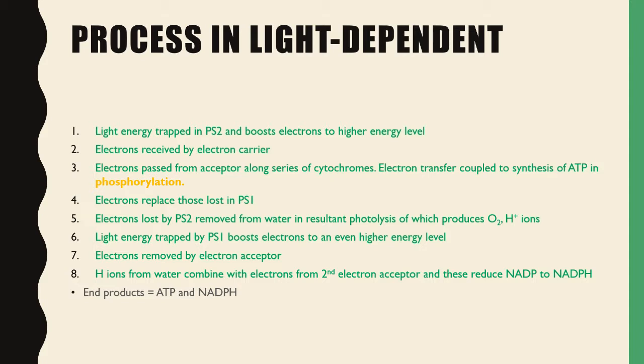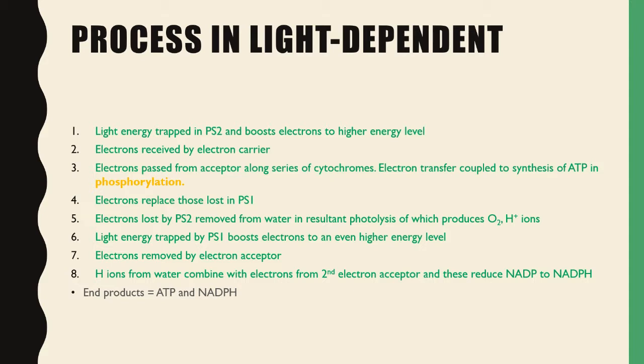Okay? The electrons lost by photosystem 2, because obviously they've lost their electrons that eventually go around to replace photosystem 1's lost electrons, are removed from water, and the resultant photolysis of which produces O2 and hydrogen plus ions. So the electrons that they lose are removed from water. They eventually come in and form water, but they're removed in photolysis, and that produces oxygen and hydrogen plus ions. Okay, and that's essentially how photosystem 1 gets them back.